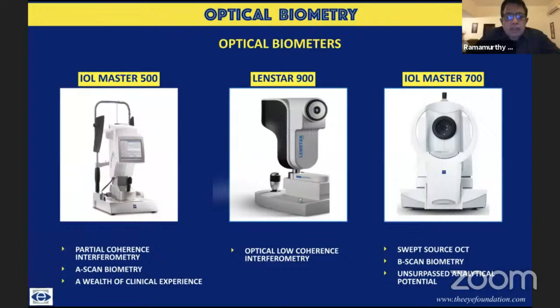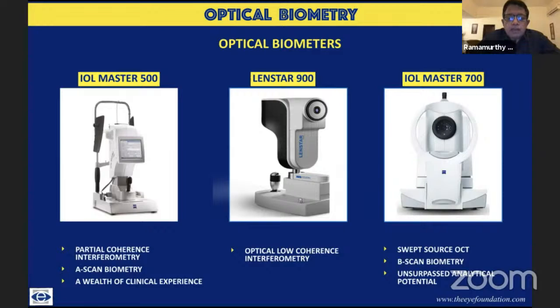There are three types of optical biometers I am conversant with, which we are using in our different centers, the IOL Master 500, 900, and 700. I must also say that we are spoiled for choice today. There are several other excellent biometers available, and you have to pick and choose. Many of them have the modern intraocular lens formulae incorporated in them, very good features. So if you are looking at purchasing one of these, you need to do a significant amount of research before coming to what exactly you want to work with.